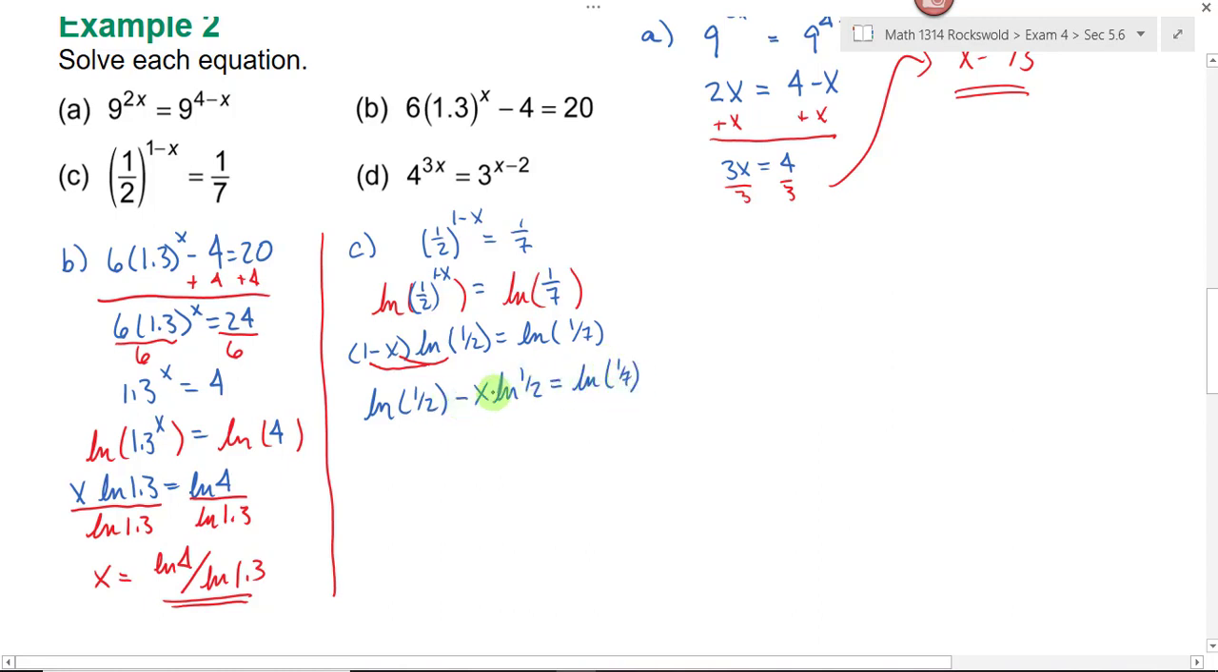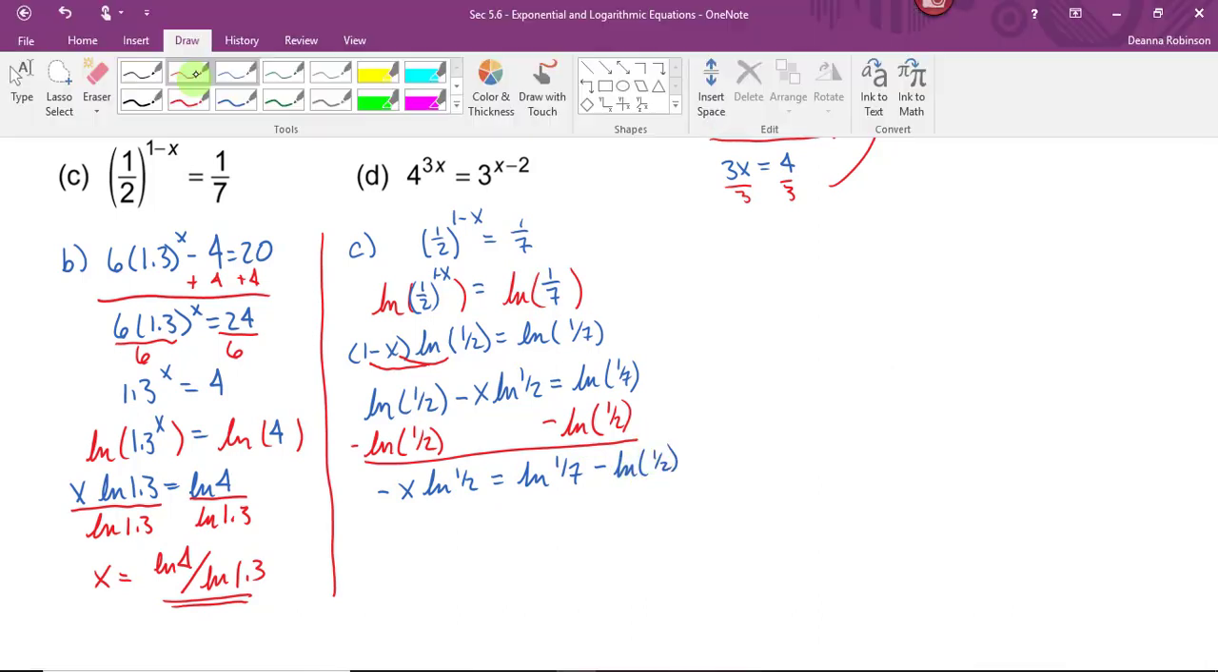I want to get the x by itself, so I need to move this term over. And I do that by using subtraction. So I'm going to subtract the natural log of 1/2 from both sides of the equation, remembering that what you do to one side you have to do to the other. And that leaves me a negative x natural log of 1/2 equals the natural log of 1/7 minus the natural log of 1/2. Now what?